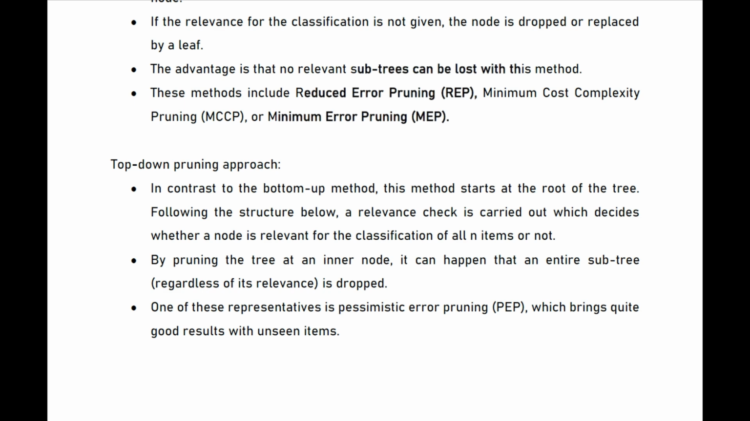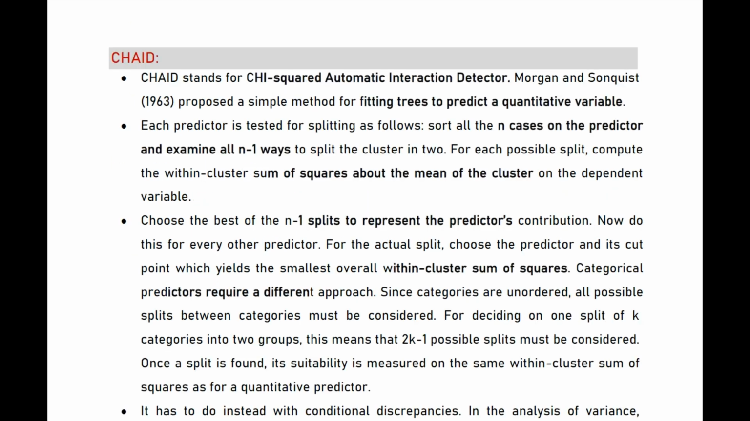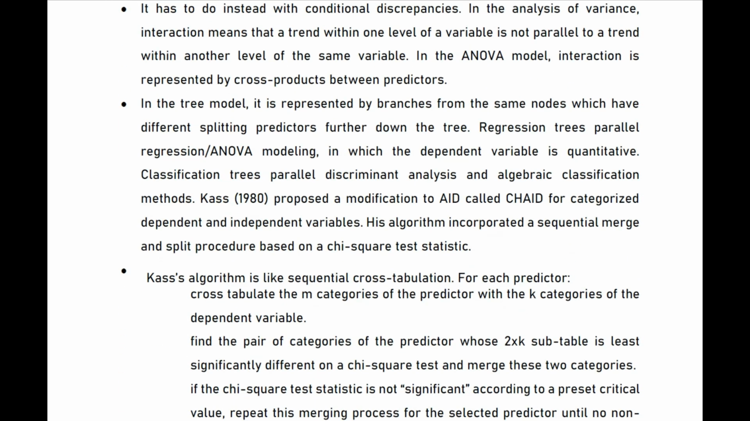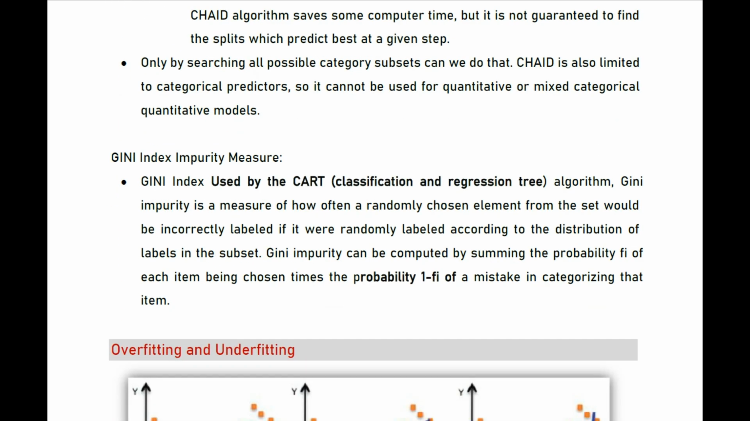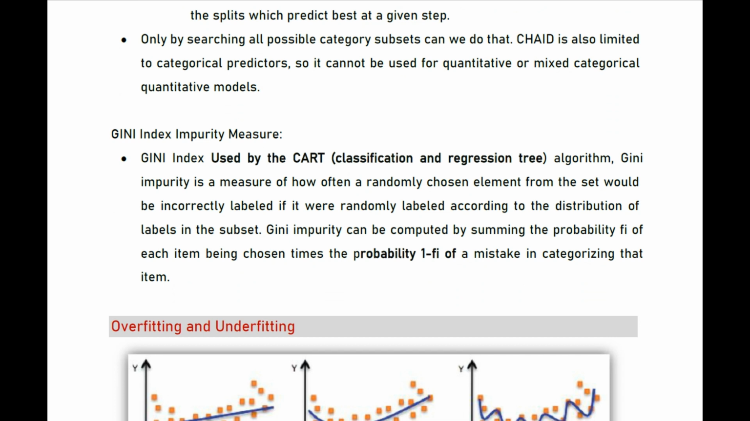In contrast, the bottom-up approach starts from the root node and proceeds to the bottom side. Then there are models using the Gini index impurity methods. The Gini index is used in the CART model.